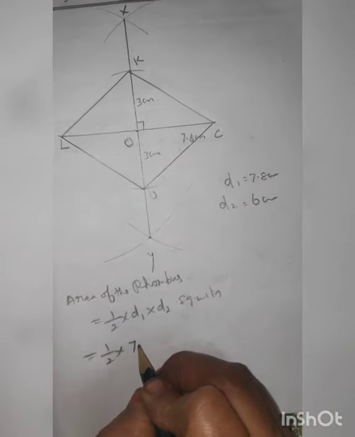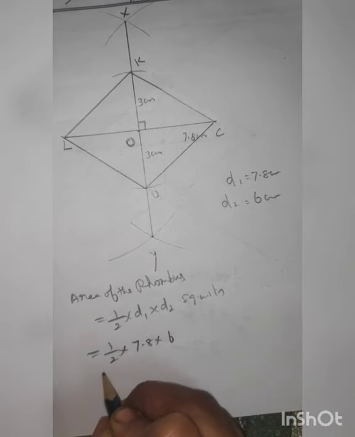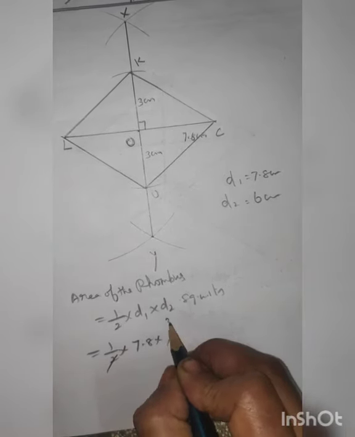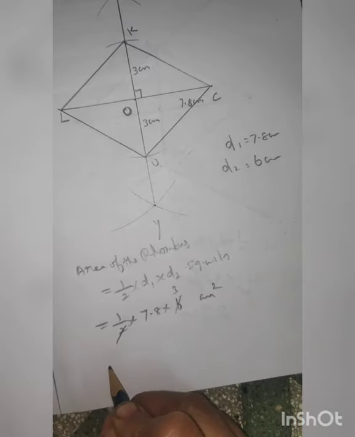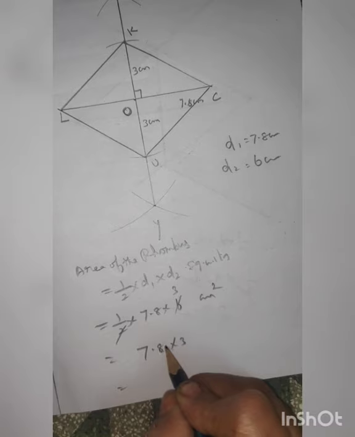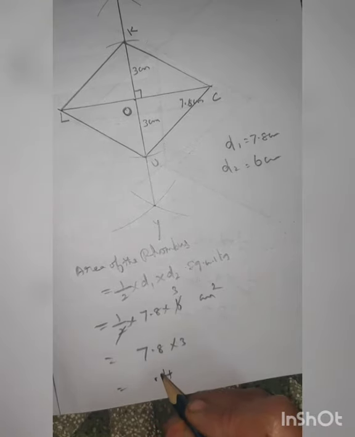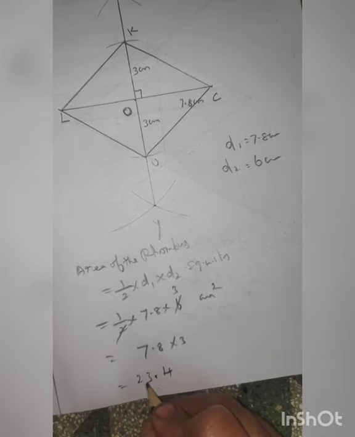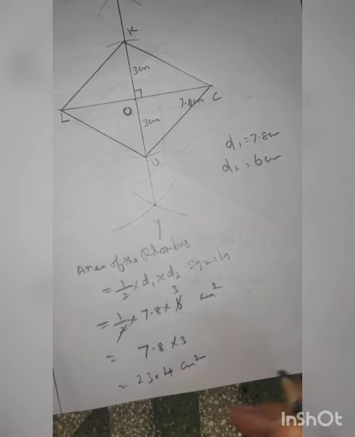So 7.8 into D2 value, which is 6. Cut the number: 2 3s are 6. So 7.8 into 3 equals: 3 8s are 24, remaining 2, 7 3s are 21, 21 plus 2 is 23. So 23.4 centimeters squared.